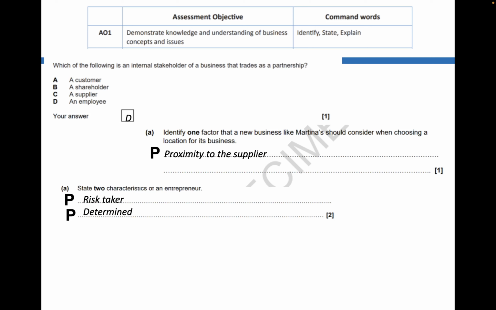If you have a look at the ones below, just give your point. You don't need to write it in a full sentence. So say, for example, on the bottom where it says state 2 characteristics of an entrepreneur, you don't need to write a characteristic of an entrepreneur is determined. Just write down determined and then save that time for later when you've got the longer questions to do.